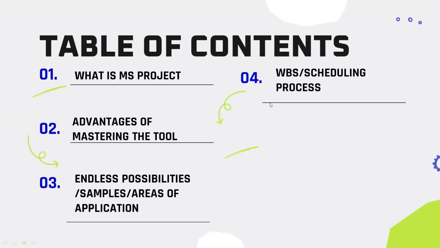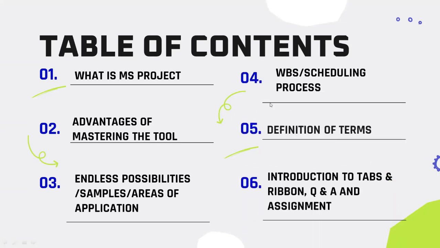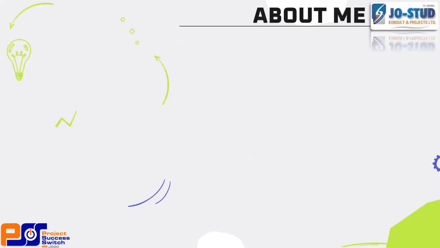Then we're going to look at WBS and scheduling process. We'll look at definition of some terms. Then I will introduce us to tabs, ribbons. We'll take question and answer. I will give an assignment, and then we'll close the class for today, and we'll see you next week on Saturday.